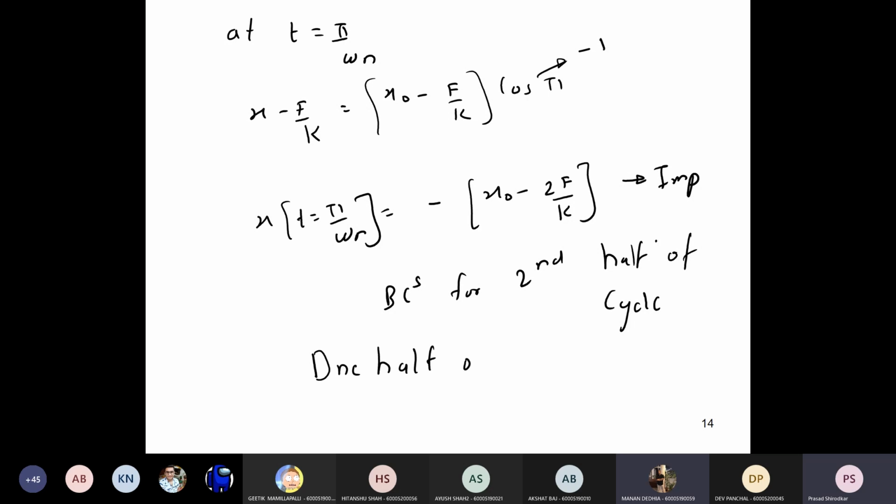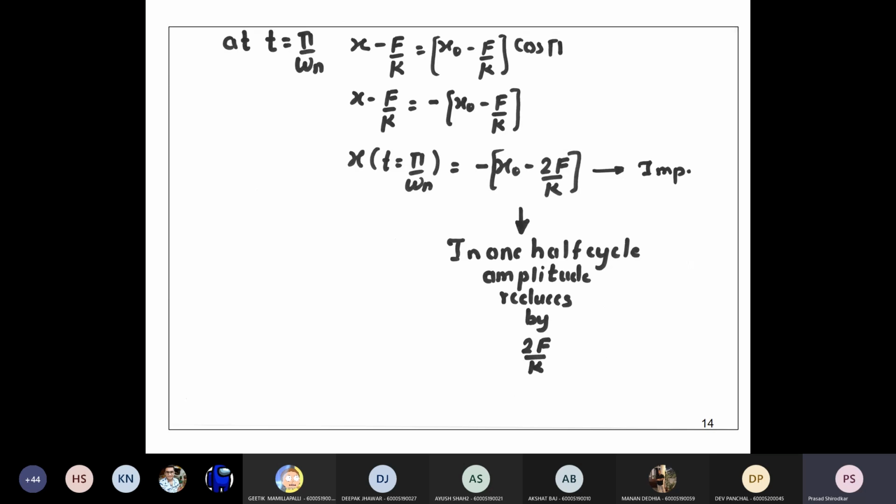So the amplitude is reducing. Yes, amplitude is decreasing. And by how much? By 2f by k, because the friction force direction will change. Alright. So after one half of the cycle, the amplitude reduces by this value, 2f by k. I hope everything is clear about this first half of the cycle. This you have to keep in mind. You will need this when you solve for the second half.